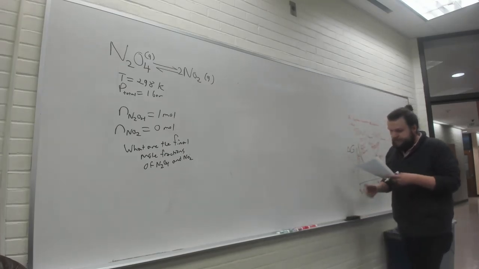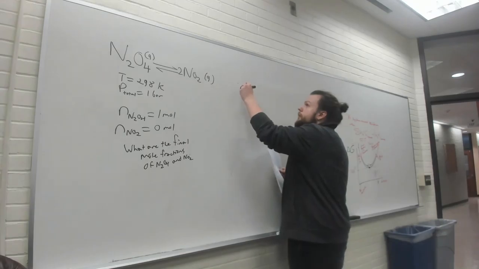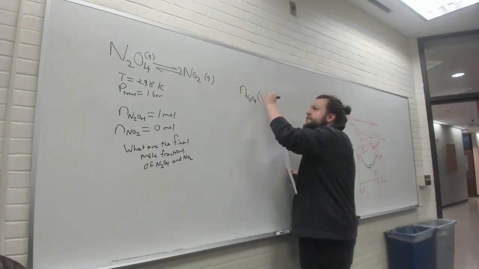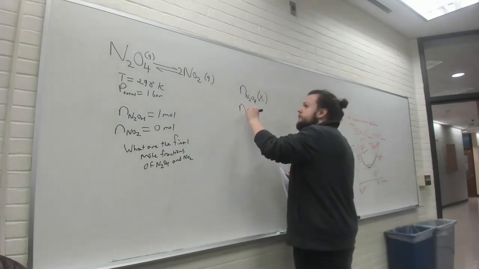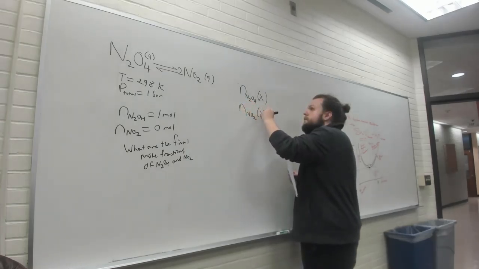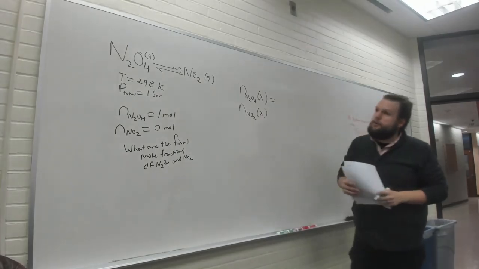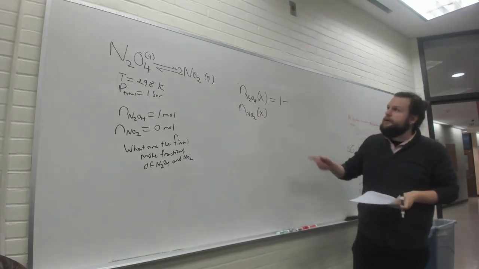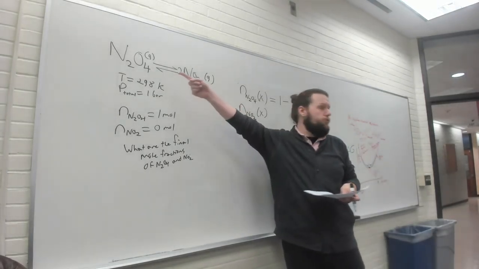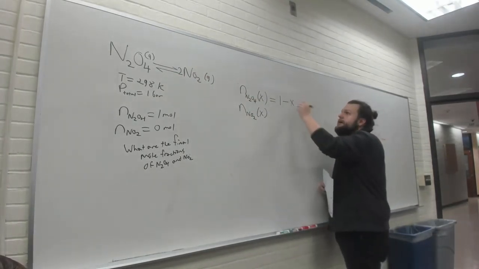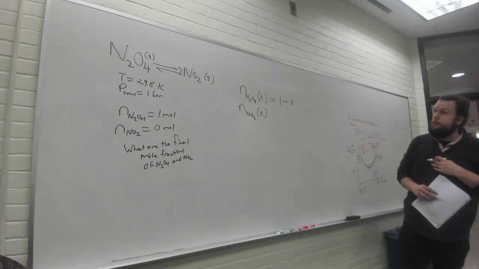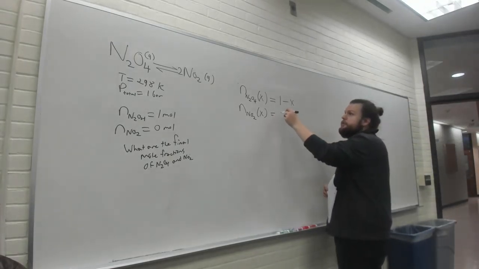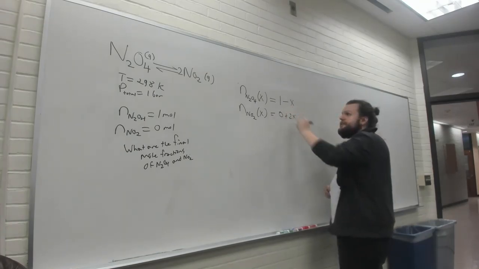Okay, so we're going to do the same thing as we did before. We're going to measure the number of moles of N2O4 with respect to the extent of reaction, X. The moles of N2O4 initially are 1, and every time this reaction occurs, we lose 1 mole of N2O4. This is 1 minus X. We start with 0 moles of NO2, and we gain 2 moles every time the reaction occurs.